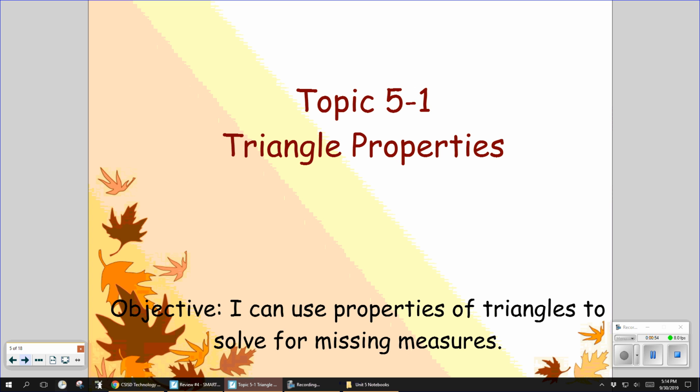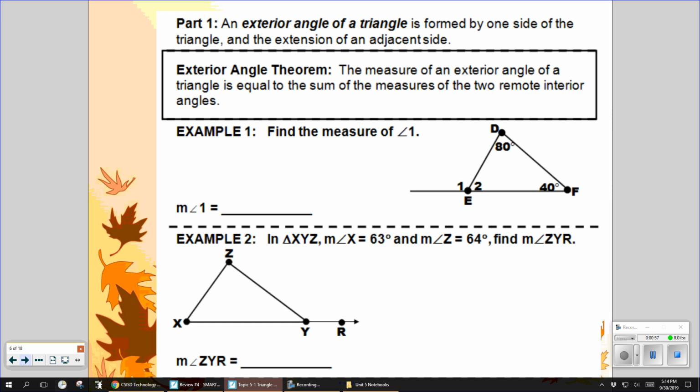So we're going to look at how to use properties of triangles to solve for missing measures. So part one, we're going to talk about an exterior angle in a triangle. An exterior angle of a triangle is formed by one side of the triangle and the extension of an adjacent side. So basically an exterior angle is on the outside of the triangle. So the exterior angle theorem tells us that the measure of an exterior angle of a triangle is equal to the sum of the measures of the two remote interior angles. So let's talk about what remote interior means. It means the two interior angles of the triangle that are not adjacent to the exterior angle.